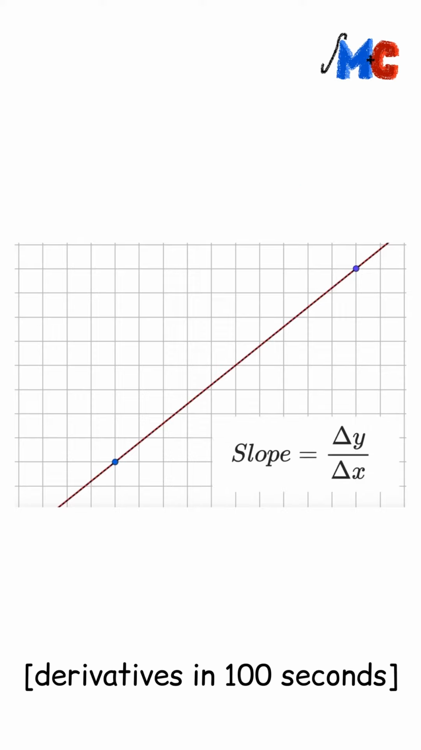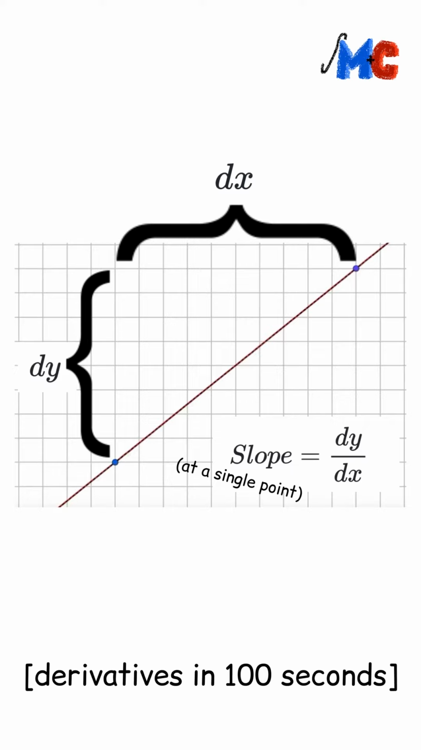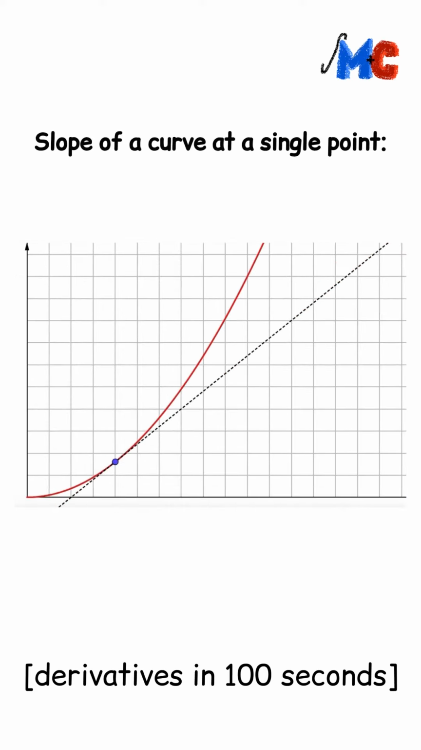When describing the slope of our red curve at essentially a single point like this, we change our notation and say that the slope is equal to an infinitely small change in y, denoted dy, divided by an infinitely small change in x, denoted dx. Ultimately, this slope of a curve at a single point is what we call a derivative.